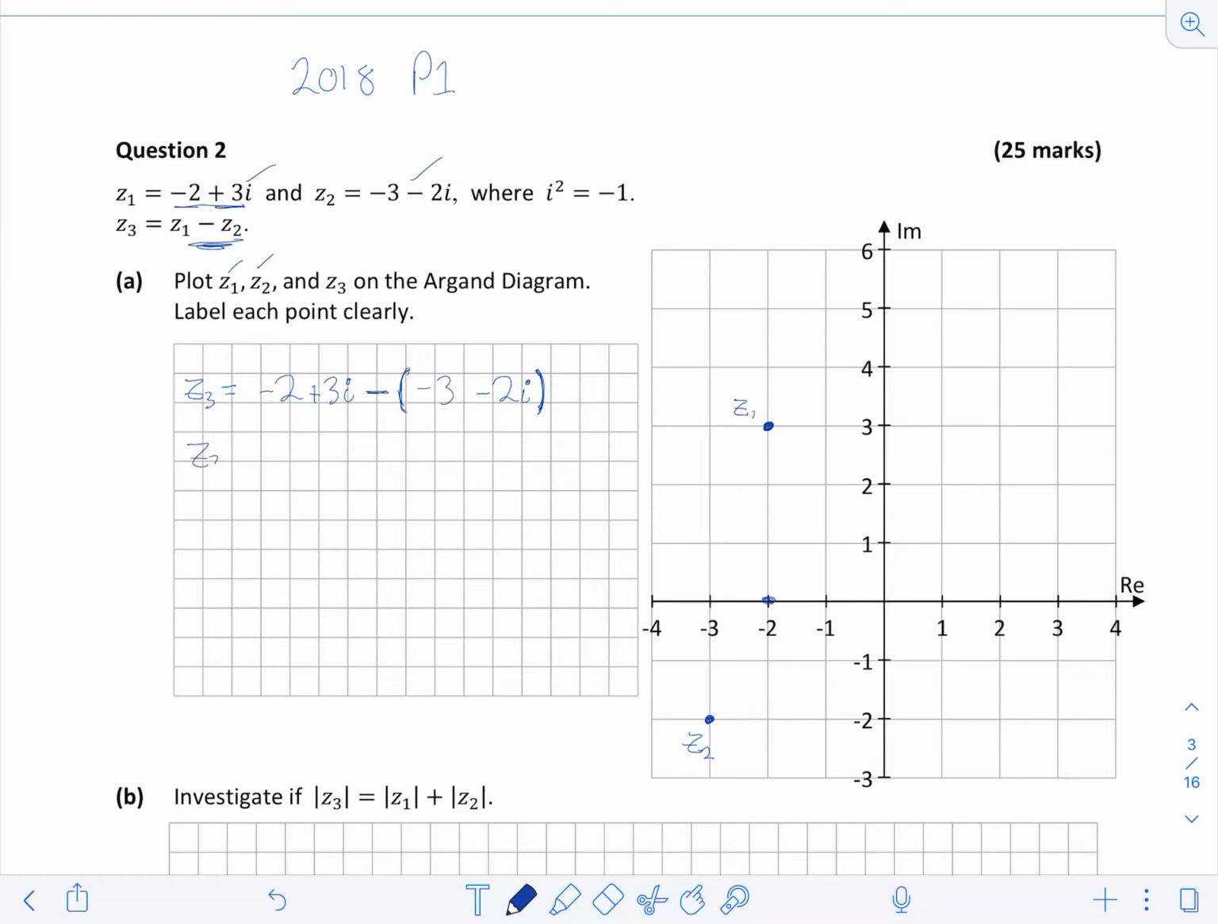So Z3 is now equal to minus 2 plus 3i plus 3 plus 2i. So Z3 must equal minus 2 plus 3 is 1, plus 3i plus 2i is 5i. So I now know what Z3 looks like, and it's 1 plus 5i. So I go out to 1, then I go all the way up to 5i. So he's up there, and that's where Z3 is.